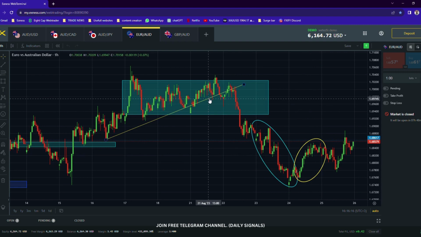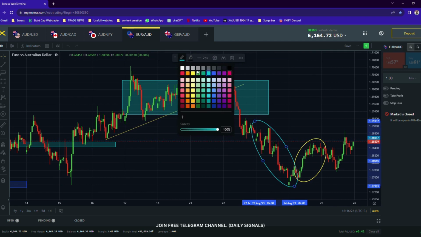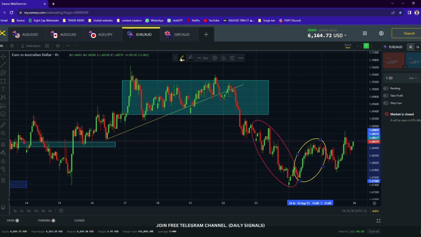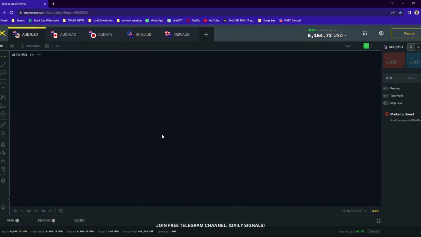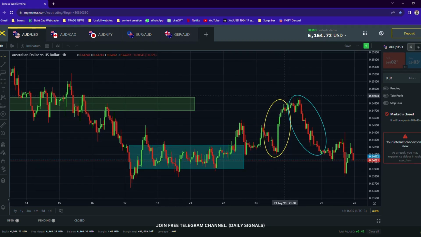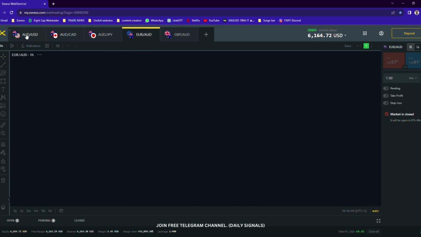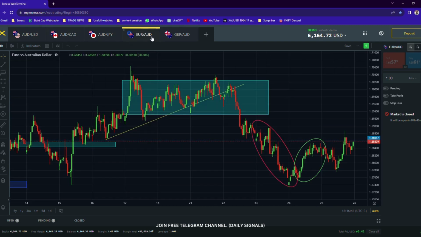It's the opposite of Australian dollar versus USD, range down and up. To make it clear, let me put this in red, and let me put this in green. Range bearish, bullish. AUD-USD, range upward, downward. So it's the total opposite. So these two, AUD-USD and Euro AUD, are just the opposite of each other.